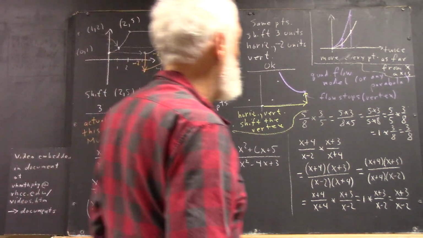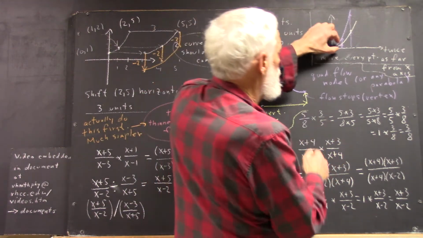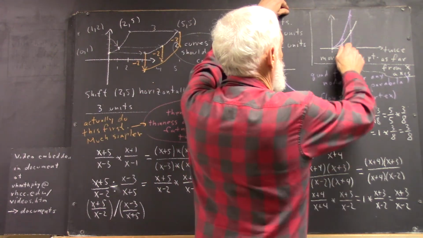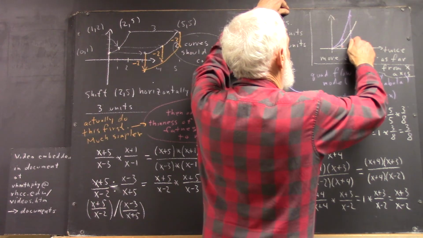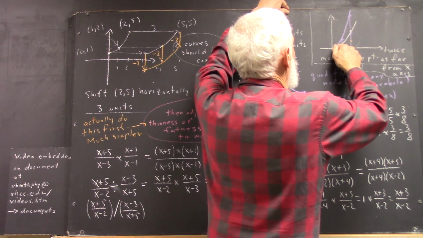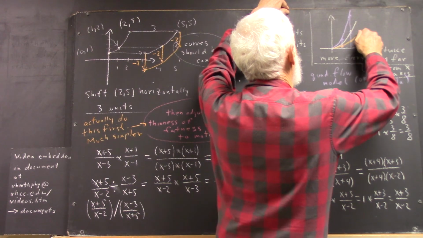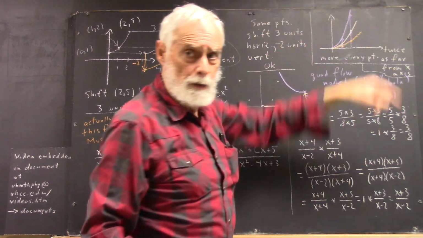And when we do that, well, we're just going to have to cut each of these arrows in half. It's going to give us a point like here, and a point like here, and that's going to give us a fatter parabola.